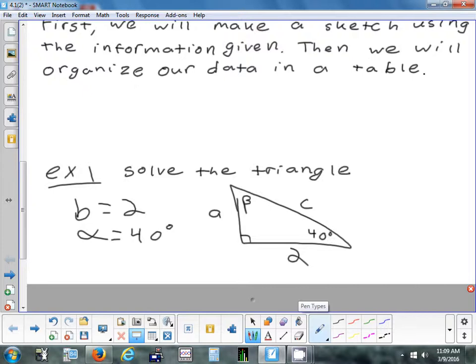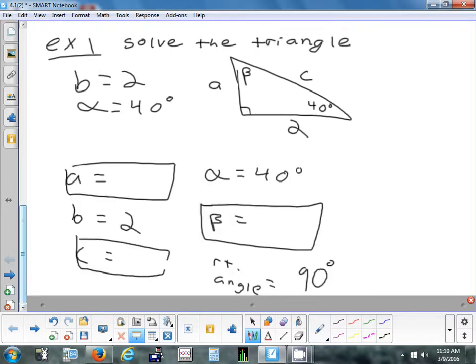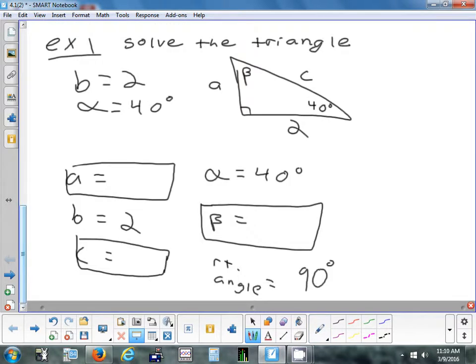Right, so what that does is it helps me visualize what's opposite 40 and what's adjacent to 40. Some people can do that part in their head, but I think if you've got the diagram, it's easier to see what's right next to it and what's across from it. All right, now I'm going to make a table. In the table, I listed the 3 sides in one column and the 3 angles in the other.